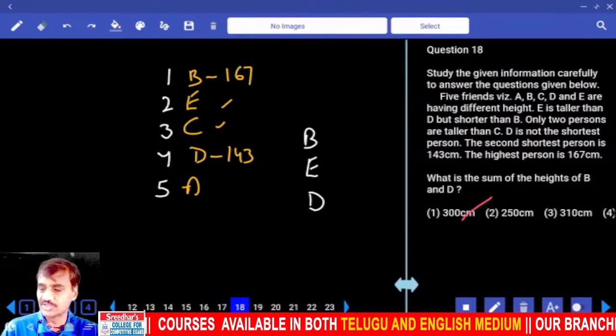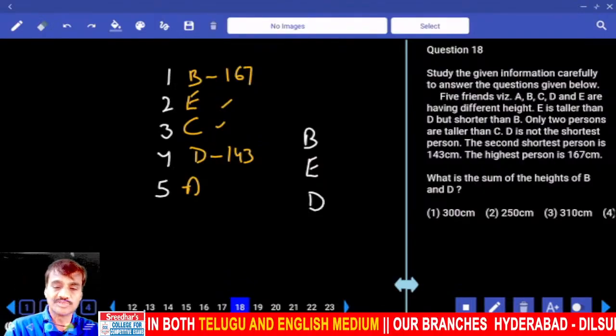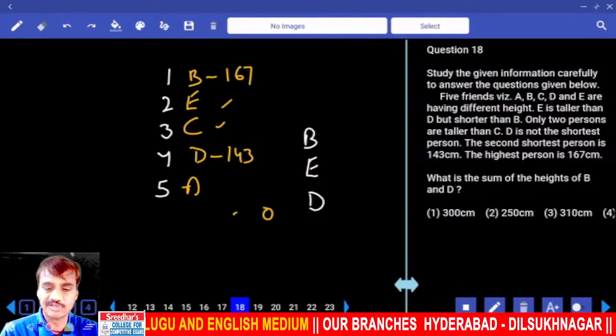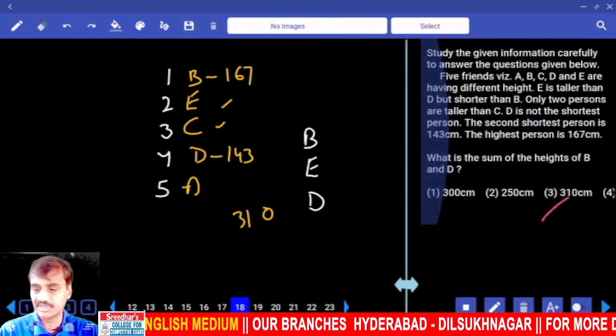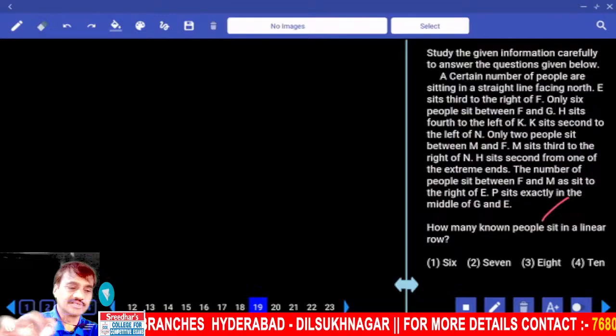And the sum of the heights of B and D. Now B and D: 167 plus 143. 7 plus 3 is 10. 16 plus 14 is 30, plus 1, 31. Now 310, that is choice 3. Done. Then next one, question number 19 onwards.